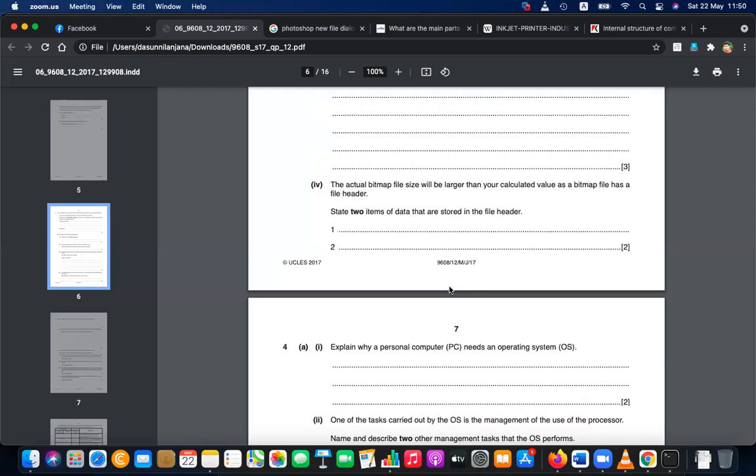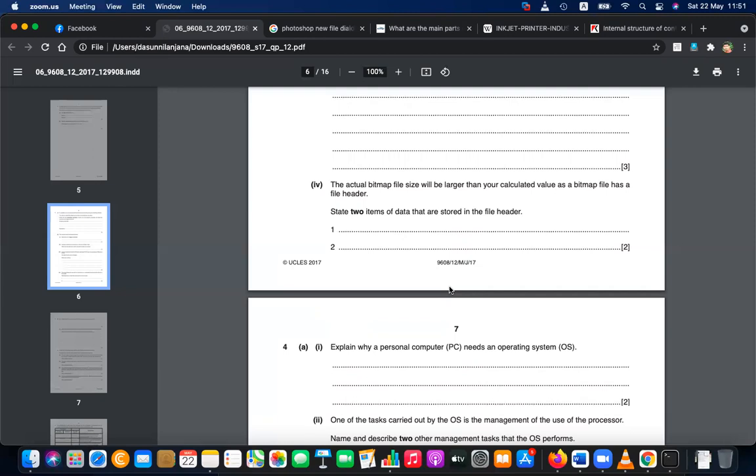So what is there in the file header? That is basically meta information. Meta information means data about data. For example, file size is there in the file header. File type is there in the file header. Location of the image, maybe the author, image resolution, dimensions, color depth. What else? Author, color depth, image resolution, location, size, name of the file.